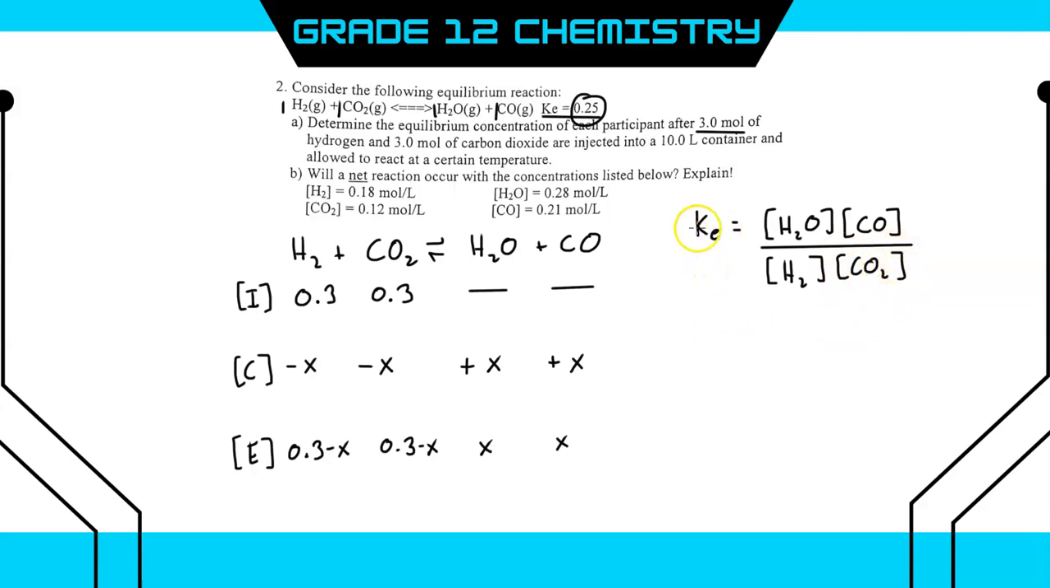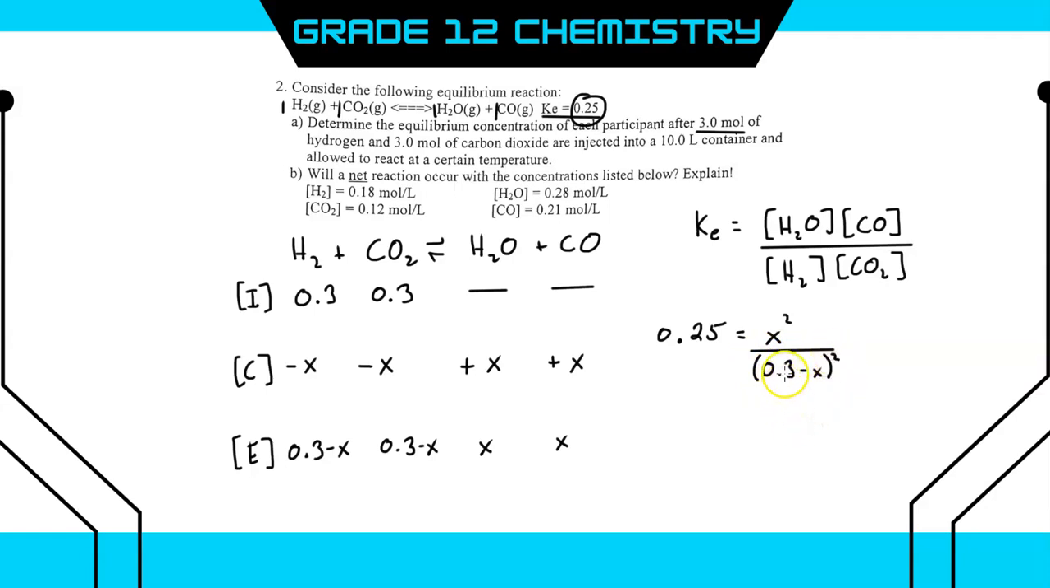Okay, so we can sub in everything. So Ke is 0.25. And then these two are the same. They're this x, and x times x will give us x squared. And on the denominator, they are also the same, right? 0.3 minus x and 0.3 minus x. So I can just write 0.3 minus x squared.